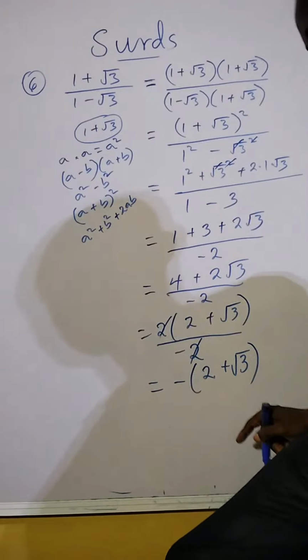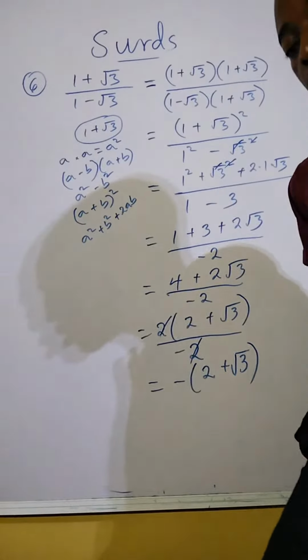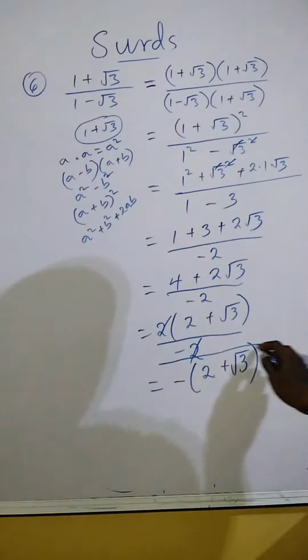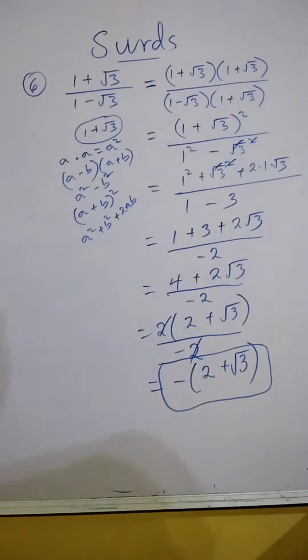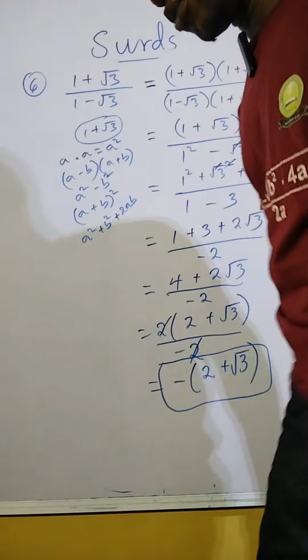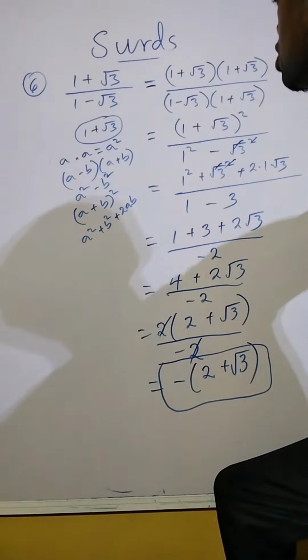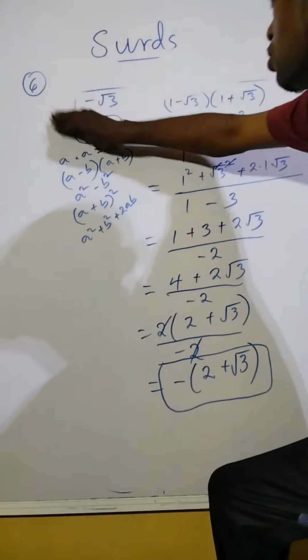So this here now is the solution. That is the simplified form of this given problem. Is minus into brackets 2 plus root 3. All right. So that is the rationalized form of that particular surd problem. Okay, let's look at number 7 here.